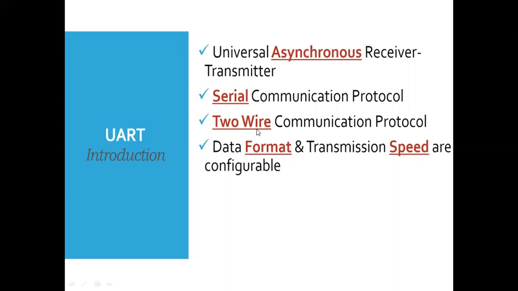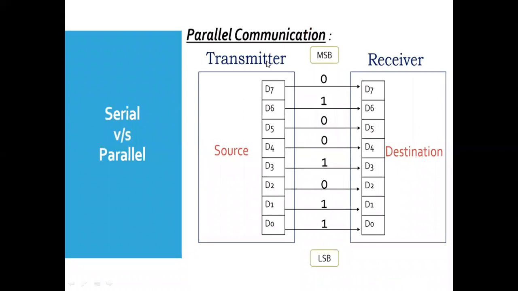So data will be in terms of format. It consists of one start bit and stop bit, 8 bits of data. Transmission of data will be configured with baud rate. Baud rate is nothing but the number of bits changing per second.